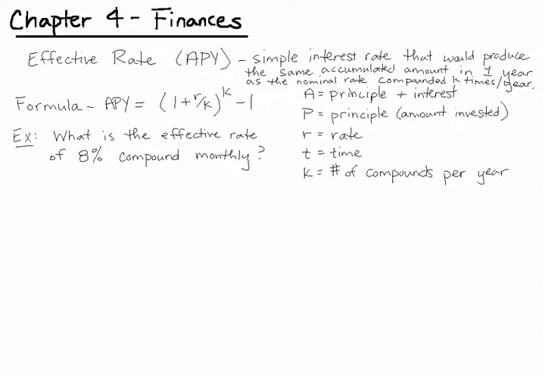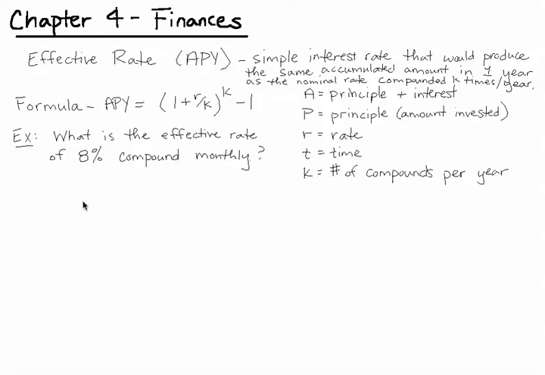So if we're given the nominal interest rate, we would be interested in finding out what the APY is, what the effective rate is. Our formula is the APY equals (1 plus R divided by K) raised to the K power, minus 1, where R is the nominal rate, K is the number of compounds per year. So if we have an 8% nominal interest rate compounded monthly, what is the effective rate?